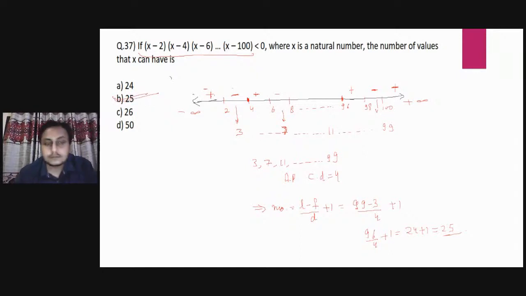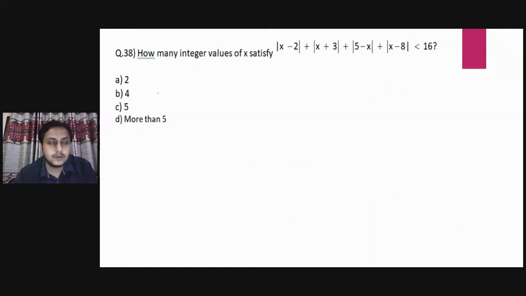Come to the last question of this video. The question is, how many integer values of x satisfy the inequality? This is a good question on modulus, but you have to know one concept to solve it. What should be the concept? The expression is modulus of x minus 2 plus modulus of x plus 3 plus modulus of 5 minus x plus modulus of x minus 8.